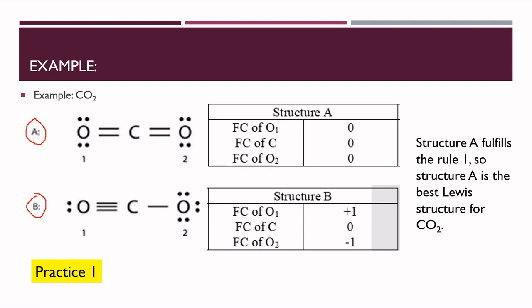So how do you get these numbers? You need to use the formal charge formula from the previous slide. Structure A here fulfills rule number 1, where all the formal charges of the atoms are equal to 0. So structure A is the best Lewis structure for carbon dioxide.